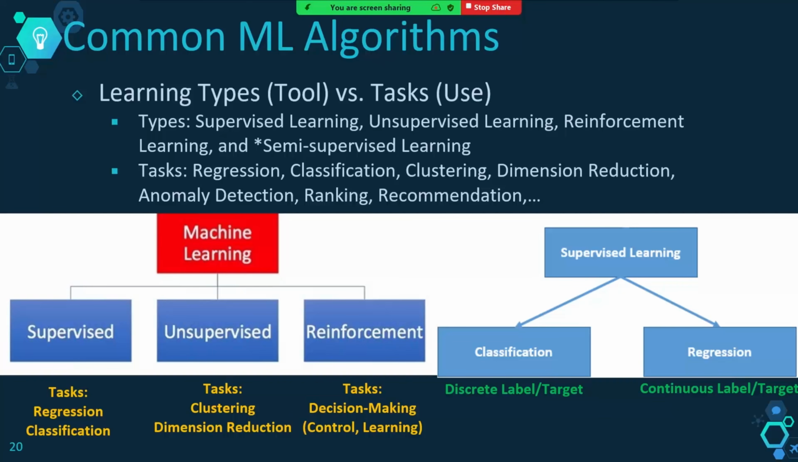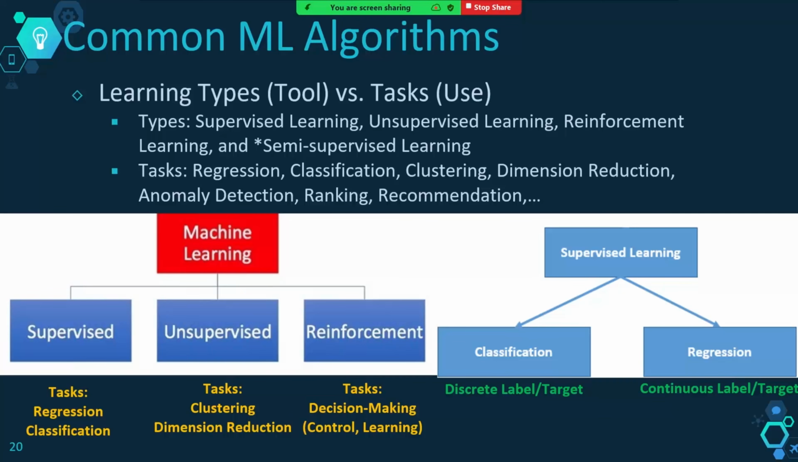And if we take a look at the relationship between tasks and learning types, we'll find that machine learning, as I said, has three major categories. For supervised learning, we usually use algorithms from this category for regression and classification. For unsupervised learning, one typical task that we would do is clustering. We try to group different data points. And another type, dimension reduction, we will also cover in this course.